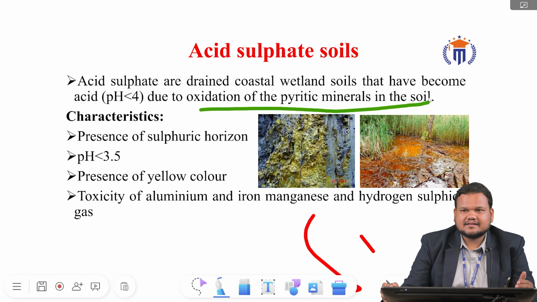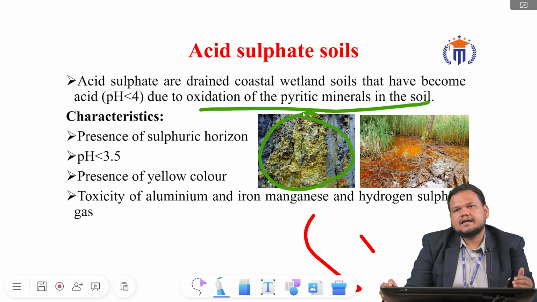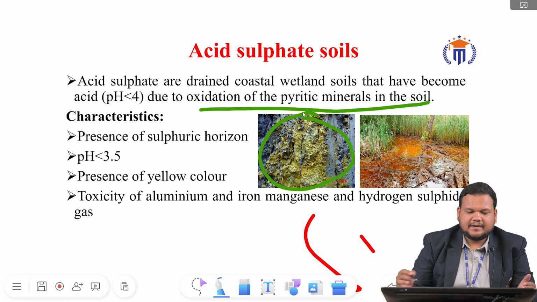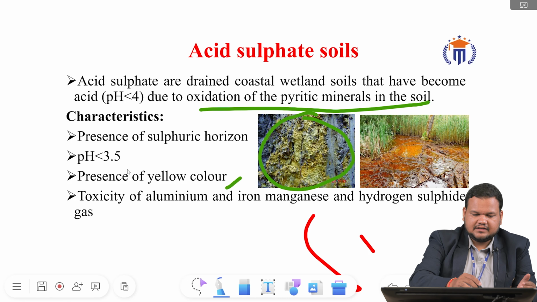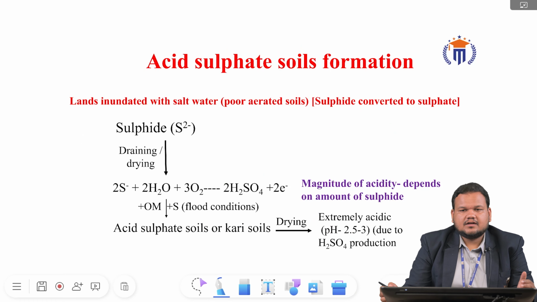And the characteristics of this acid sulfate horizon, as you can see here, the yellow color is the characteristic of an acid sulfate soil. So the presence of yellow color with a pH of 3.5 and the presence of a sulfuric horizon. And also, as the pH is decreasing, you can see toxicity of iron and aluminum, as well as hydrogen sulfide, H2S, is formed within these acid sulfate soils.